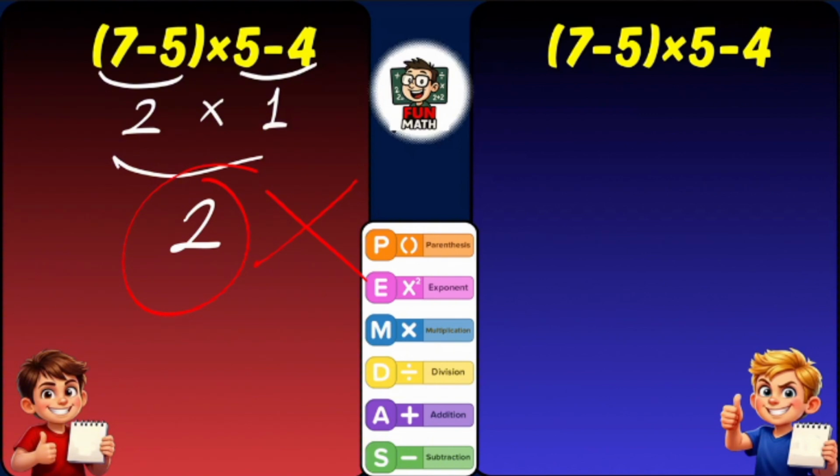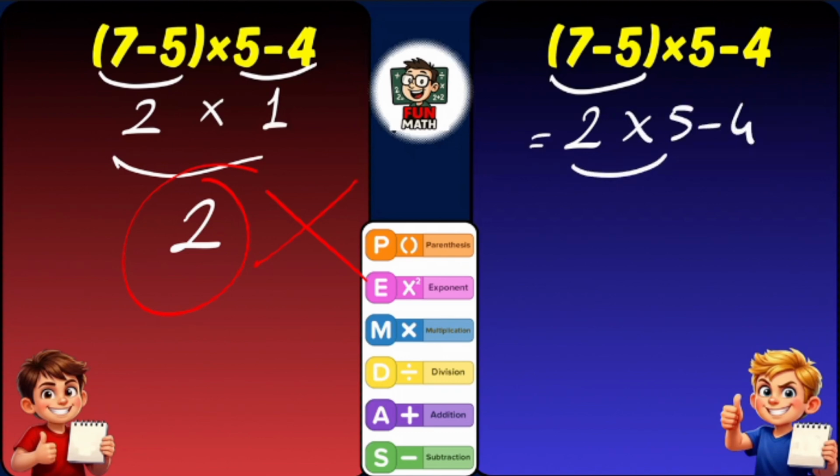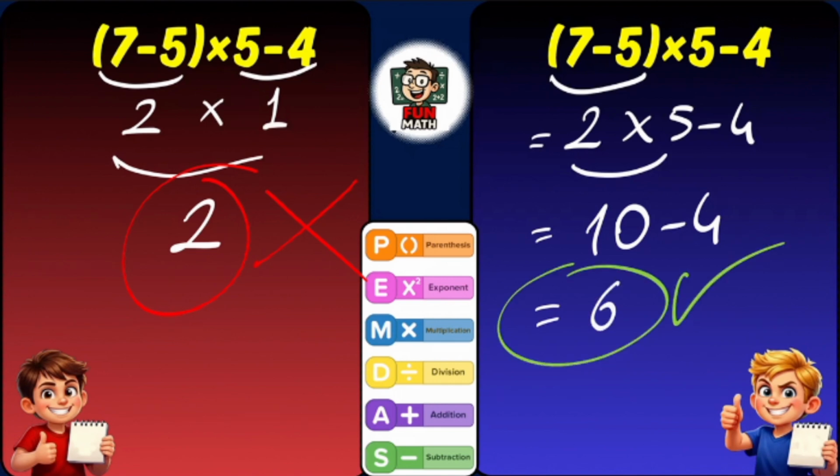Parenthesis, multiplication, subtraction. First, parenthesis, 7 minus 5 equals 2. Multiplication 5, subtraction 4. Now, multiplication, 2 times 5 equals 10. Finally, subtraction, 10 minus 4 equals 6. The correct answer will be 6.